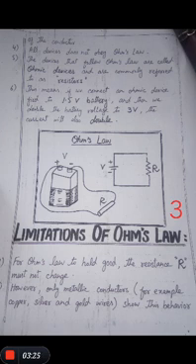Now what are the limitations of Ohm's law? For Ohm's law to hold good, the resistance R must not change. It means that if we are applying it through the circuit in practice, the value of resistance will remain the same. For Ohm's law to hold good, the resistance must not be changed.